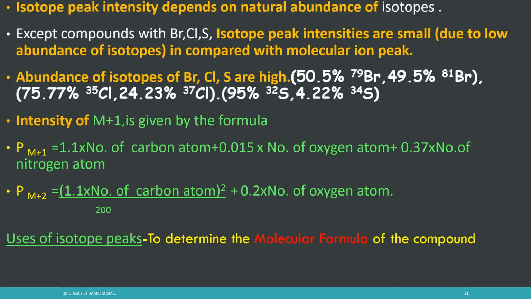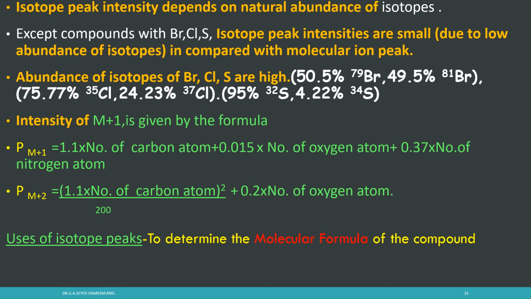Similarly, in the case of chlorine, chlorine-35 is normal, which exists as 75.77 percent, and its isotope chlorine-37 exists as 24.23 percent. That is, the chlorine isotope exists at one third of the normal element chlorine-35. So, in a compound containing chlorine, the intensity ratio of the molecular ion peak to that of the isotopic M plus 2 peak is 3:1.